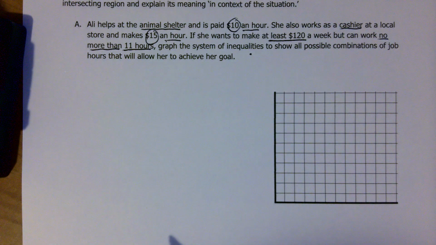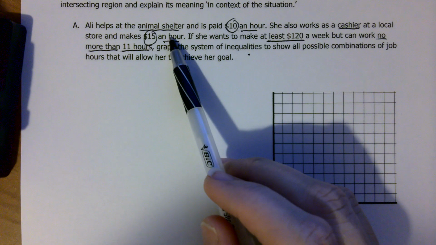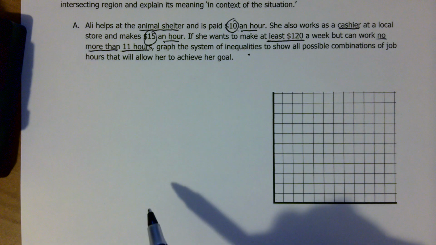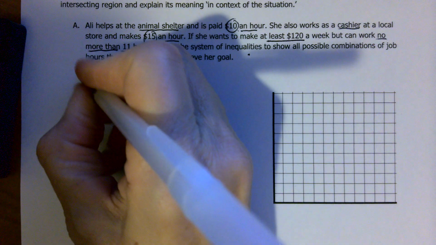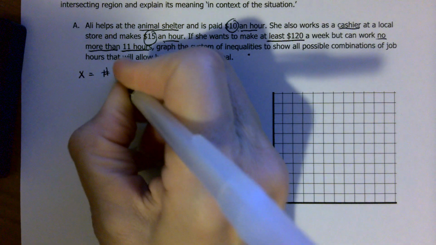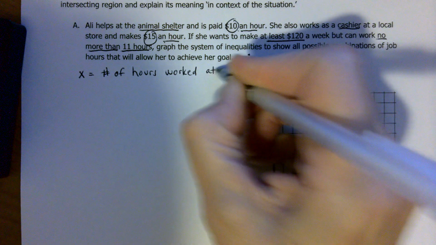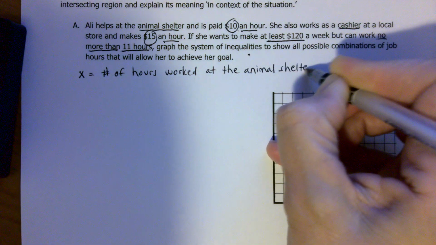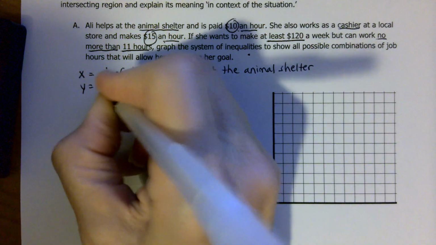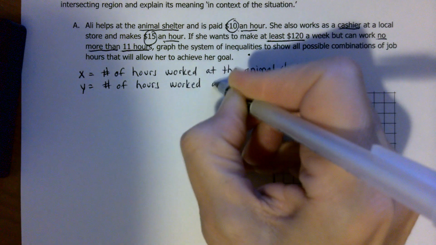So the first thing is to think about what our unknowns are. We do know how much she's paid per hour at the animal shelter and how much she's paid per hour as a cashier. But what we don't know is how many hours she can work at each of them. So I'm going to say x equals the number of hours worked at the animal shelter. And we're going to let y equal the number of hours worked as a cashier.